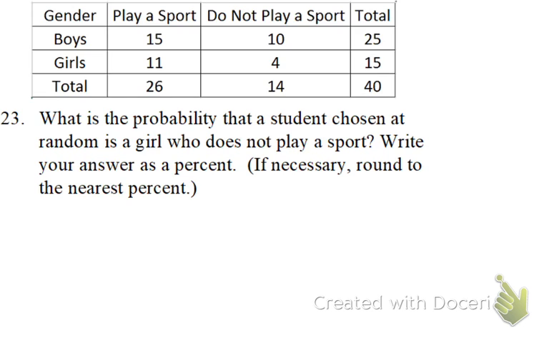All right, here, what's the probability that a student chosen at random is a girl who does not play a sport? All right, so there's no condition that must be met. We're just choosing out of all the students, out of all 40, what's the probability that it's a girl who does not play a sport? So girls who don't play a sport is 4. So 4 out of 40, which simplifies to 1/10.